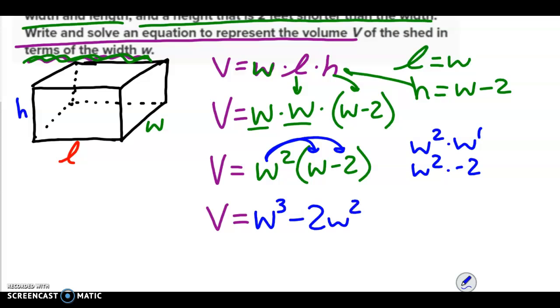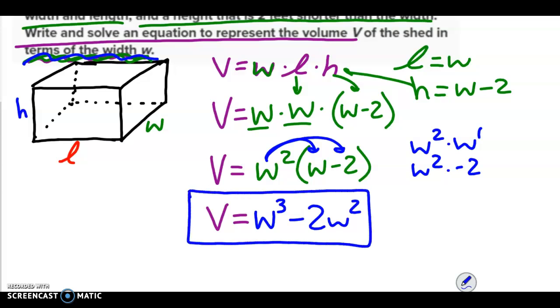Okay, so we can't combine anything else. There's no like terms to combine. There's nothing else to multiply. So in terms of the width, that's your volume. That's going to be your volume in terms of your variable W.